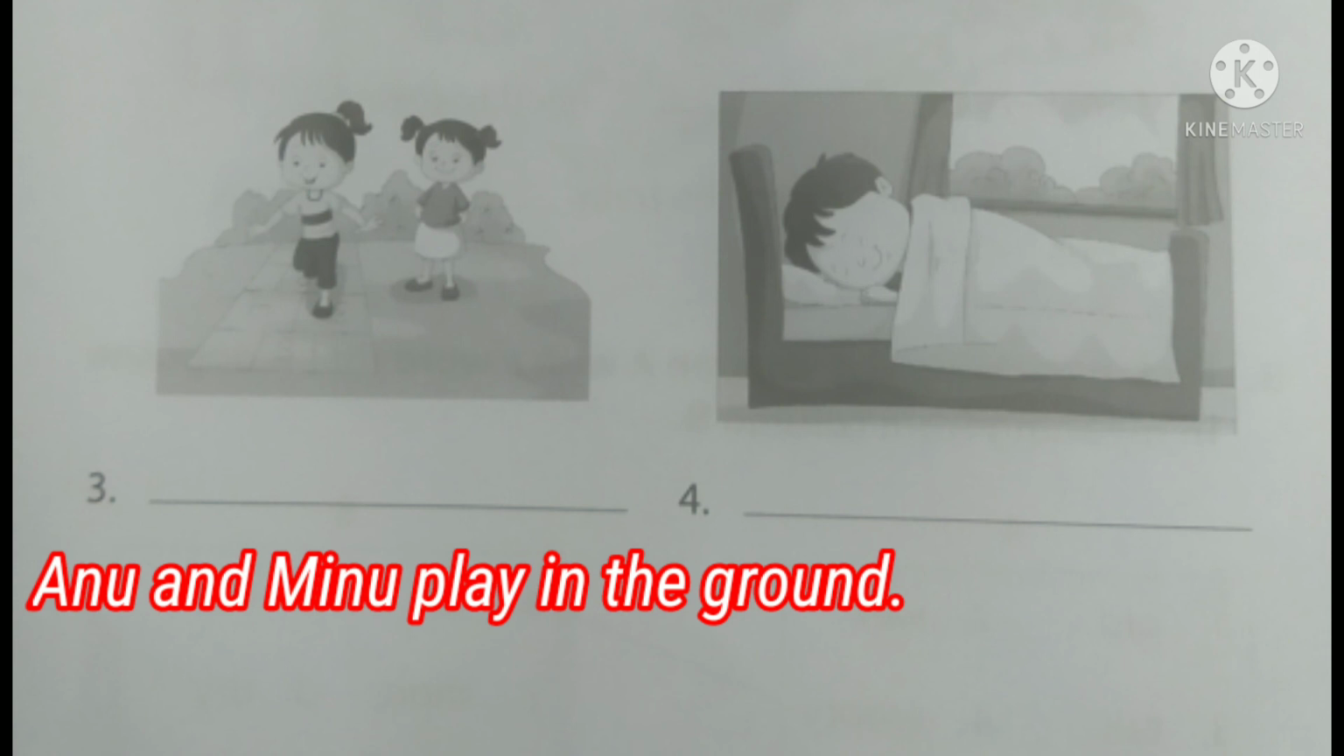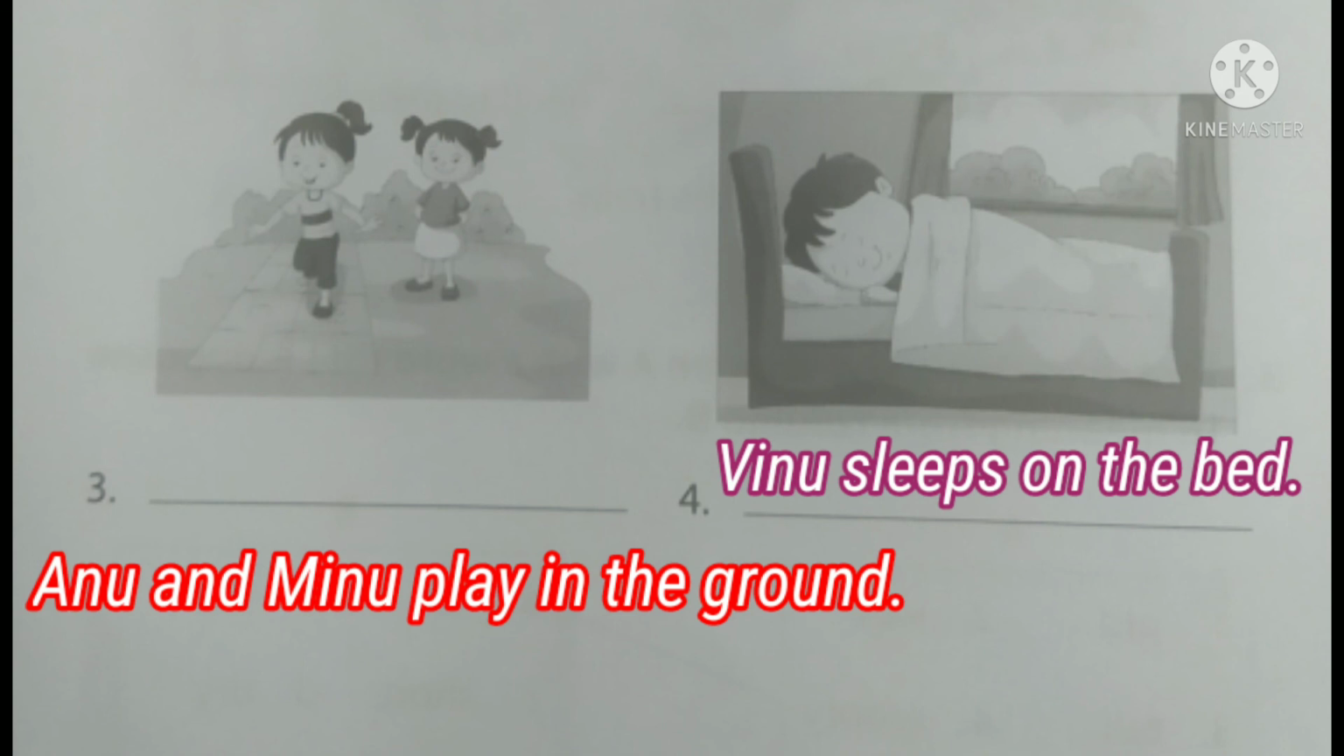What can you see in that picture? Yes, we can see a boy sleep. Right? Yeah. So his name, Vinu. And we can write, Vinu sleeps on the bed. So we take the word sleep from the box. Sleep is an action word. So Vinu sleeps on the bed. All of you take down. Vinu sleeps on the bed.